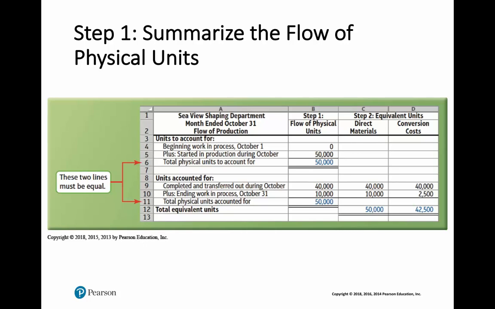Then we go to the second half, and of that total, we summarize how many units were completed and transferred out. So how many units did our department finish during the month? And then we add in what we have in ending work in process, so what we didn't finish, and that gives us, again, our total of 50,000. So basically, we take our beginning plus started, and that equals what we completed plus what we didn't complete, our ending work in process. If we know the first two numbers come out to 50, we know the second two numbers have to come out to 50, because we have to balance and account for all of our units within our department.